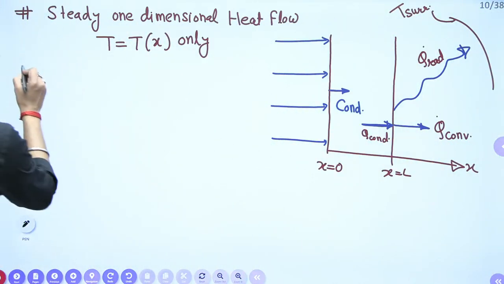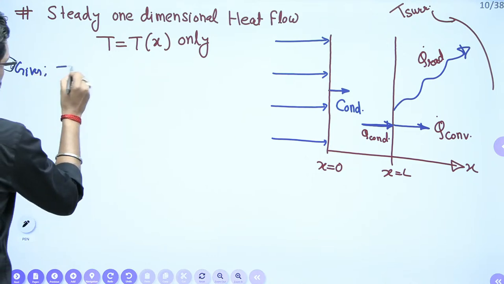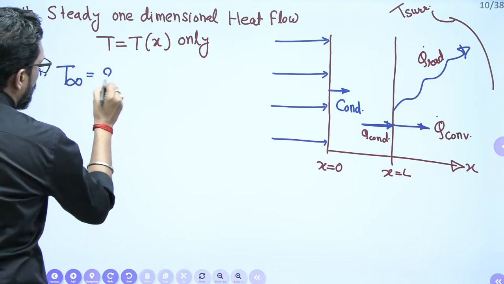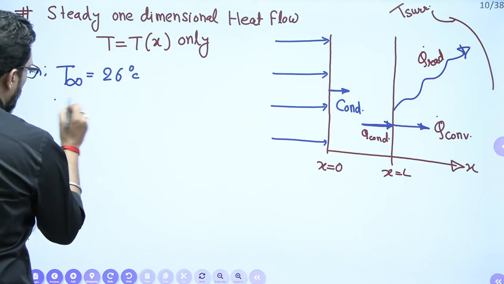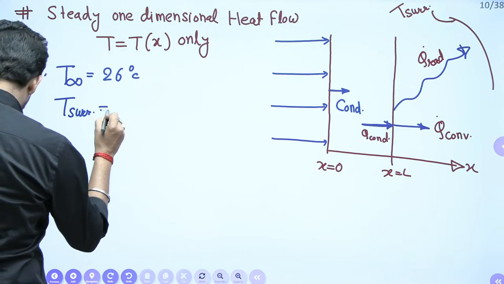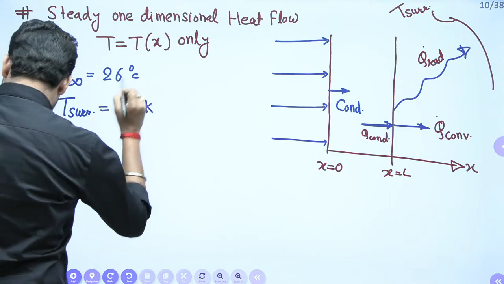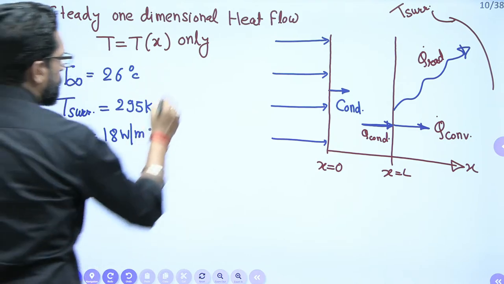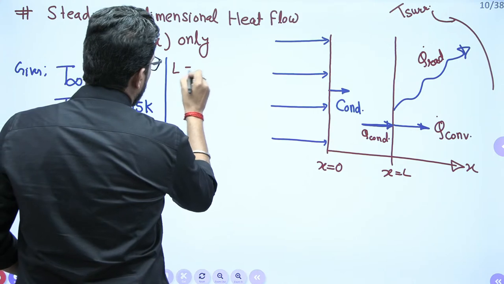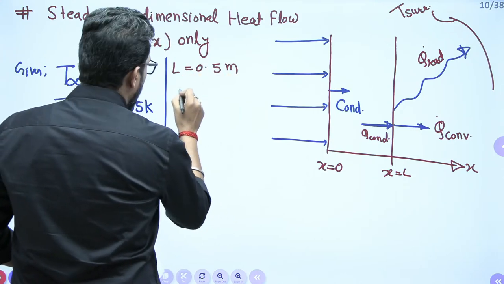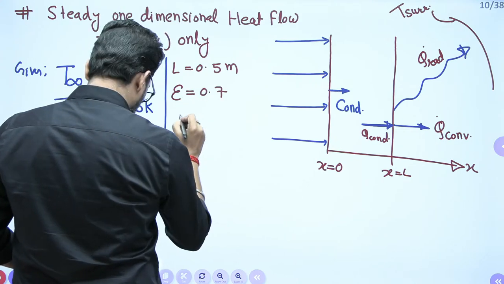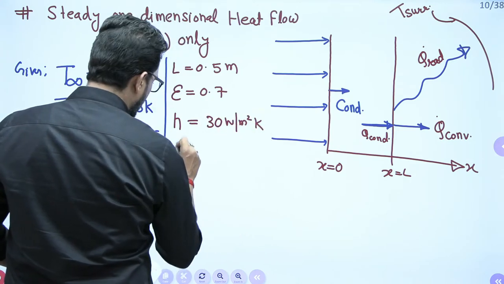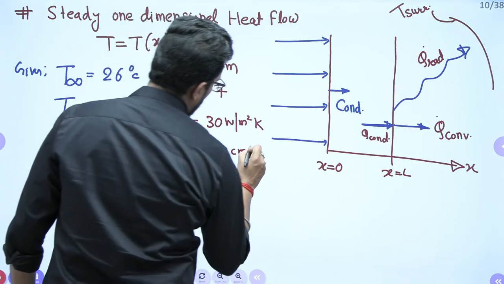Now, what is given? The surrounding free stream temperature is given as 26 degree centigrade, that is 295 Kelvin. The thermal conductivity of the base plate is given as 18 watt per meter degree centigrade. The length of the plate is 0.5 meter. The emissivity of the base plate is 0.7. The convective heat transfer coefficient is 30 watt per meter square Kelvin. And the area is given as 150 centimeters. This is the information you have.